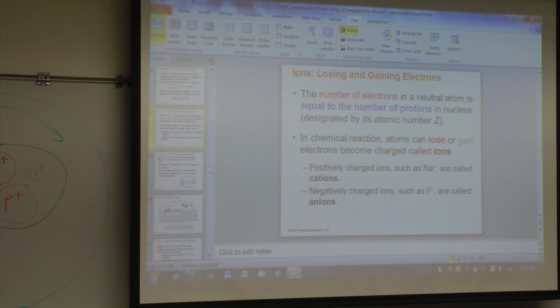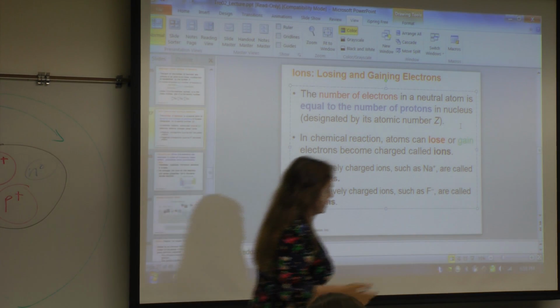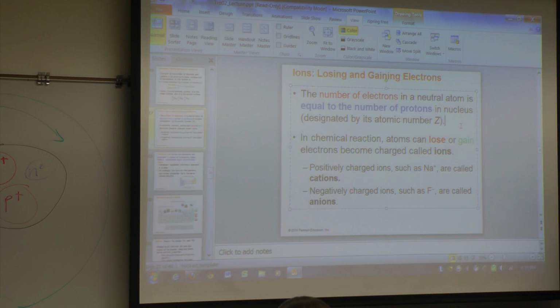So let's go to the other big topic. What is an ion? So when you have sodium, I'll just pick up sodium here. What does it tell us? That sodium has 11 electrons, right? 11 electrons or 11 protons? 11 protons. But because it's neutral, it also has 11 electrons, right?